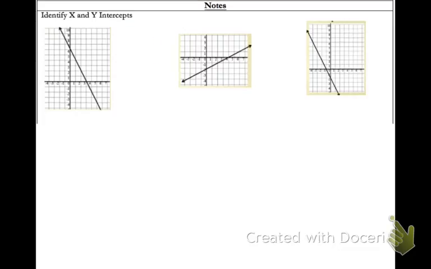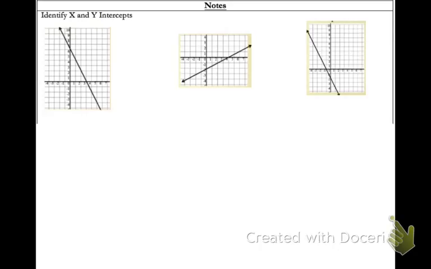The x and y intercepts are simply the points where the graph of the line crosses the x and the y axis. So the first and easiest way is just to find the xy intercepts from a graph. So if you look at that first graph on your left, let's just circle the points where it's crossing the x and the y axis.